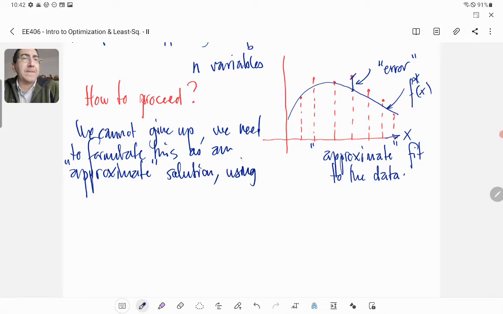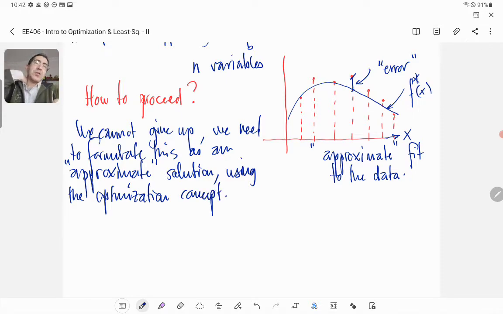Using the optimization concept. Okay, so remember what optimization was. Optimization is that you define a function of a number of unknown parameters, and you are asking the question, what should be those parameters such that this function is minimum or maximum.